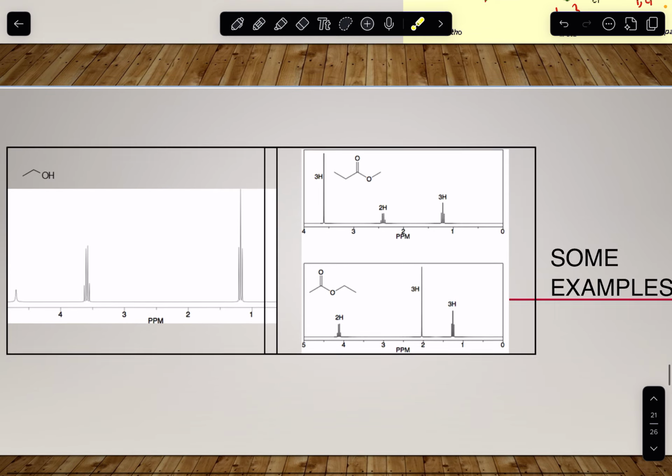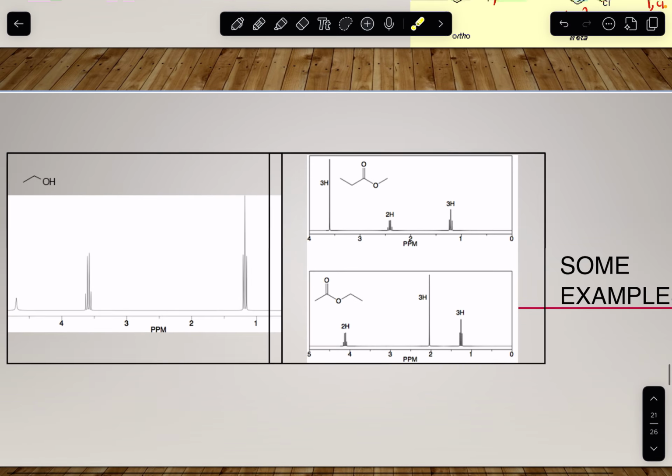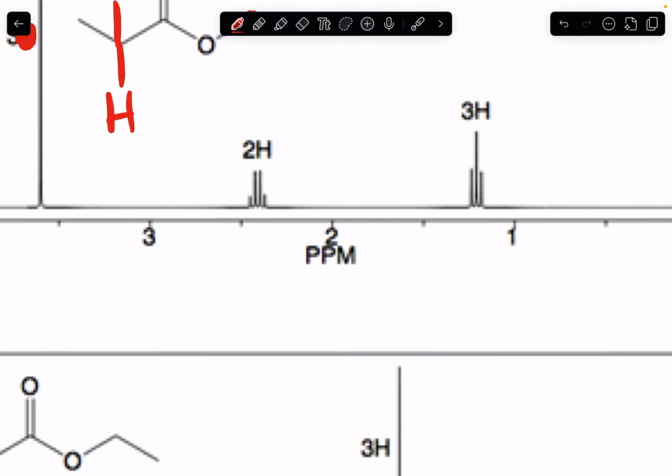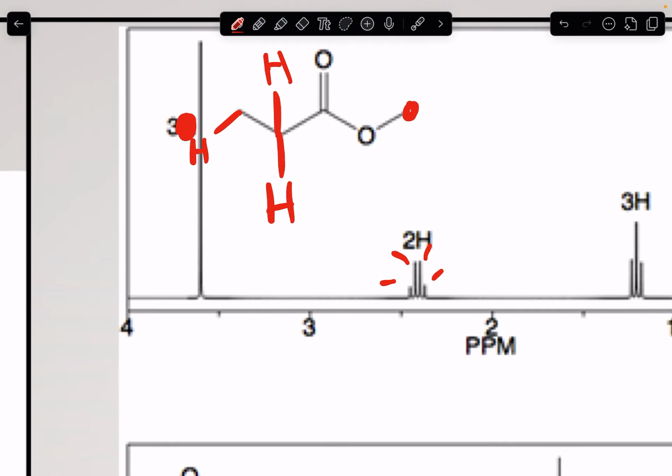And here are some more examples. I'm guessing this is on the wrong side, sorry, but this is just some, oh no, this is the right side. So let's go through this, right? Do you see how here is 3H, no neighbors. So that's that guy. And then out here we have a 2H, right? And let's count this: 1, 2, 3, 4. And we know that that's going to be a triplet. So this is a 2H with 3 neighbors, right? And again, neighbors meaning the amount of hydrogens around. So bam, 2H with 3 neighbors.